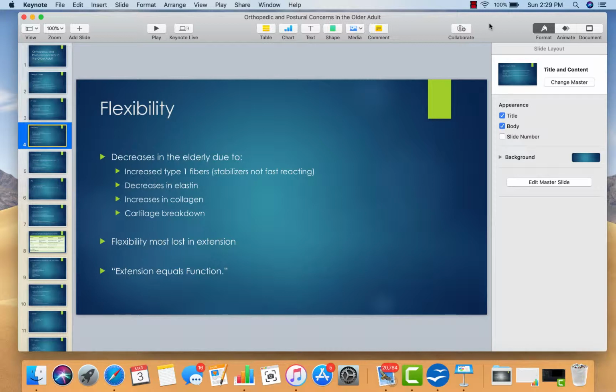So, flexibility is most lost in extension. I like this quote: extension equals function. I wish I knew who said that, but extension equals function. So, we do know in the older adult, we see them in more of a flexed posture.